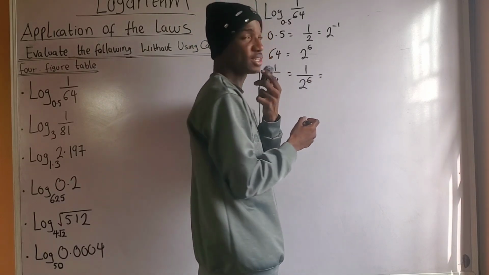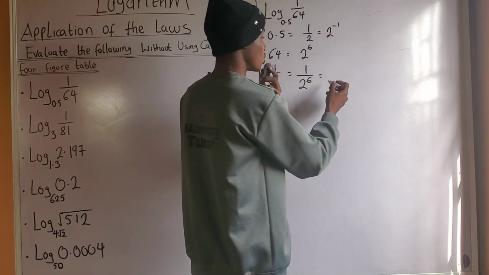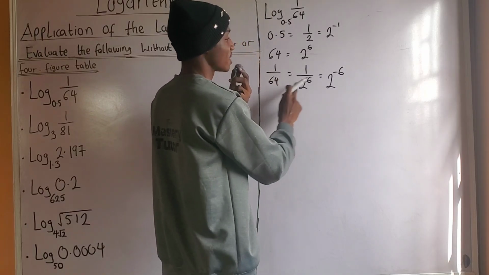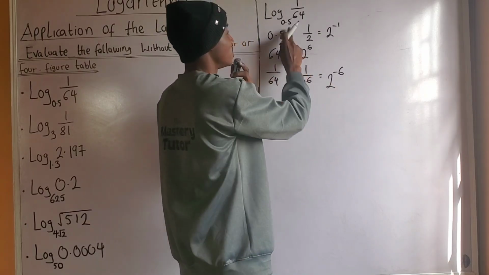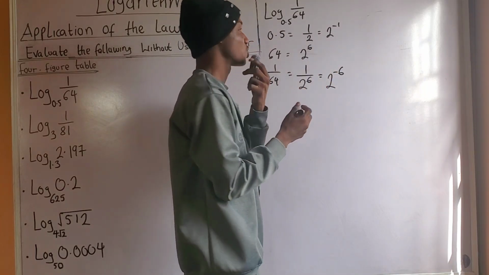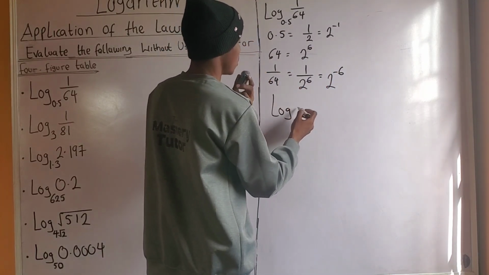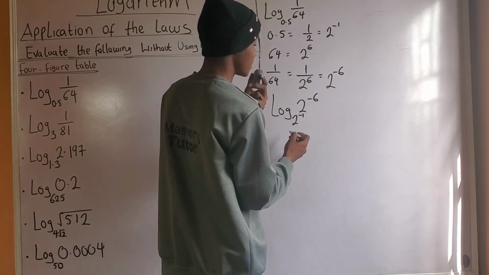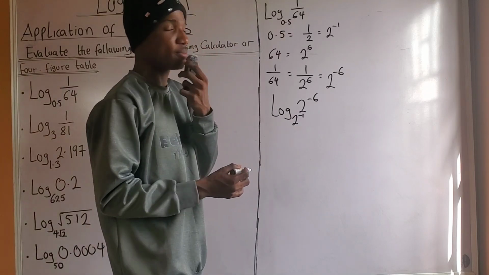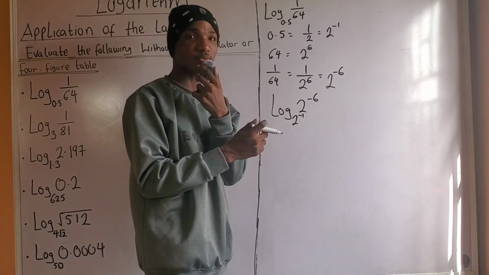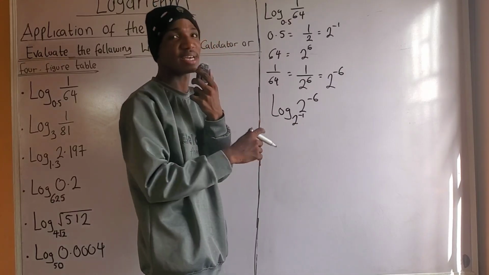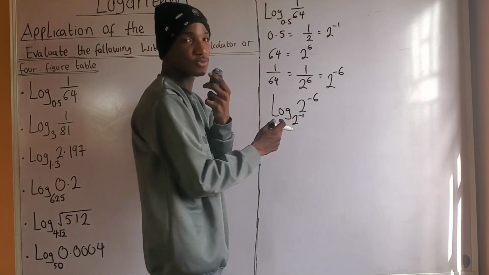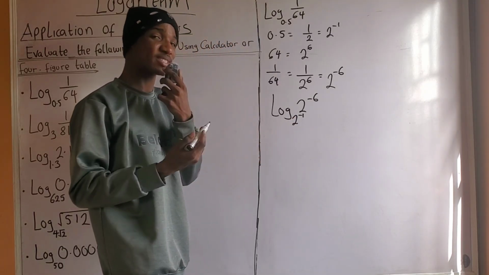And according to the law of indices, 1 over 2 raised to the power of 6 will be 2 raised to the power of negative 6. Do you understand? So let us replace 1 over 64 as 2 raised to the power of negative 6 and 0.5 as 2 raised to the power of negative 1. So the logarithm becomes log 2 raised to the power of negative 6 base 2 raised to the power of negative 1, right? Now, according to the base power law, because the base is raised to the power of negative 1, I'm going to multiply this log by the inverse of the power of the base. So the base power is negative 1, so I'm going to have 1 over negative 1, which is still negative 1.